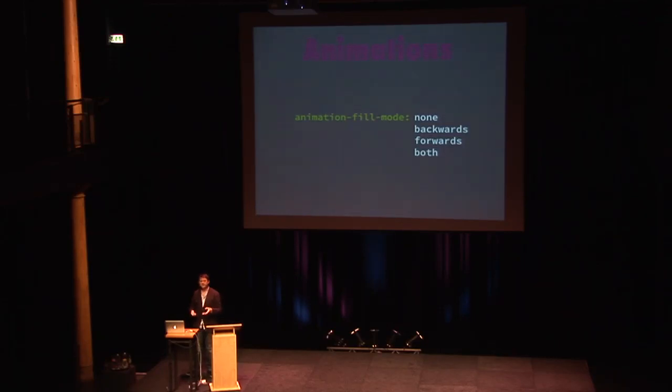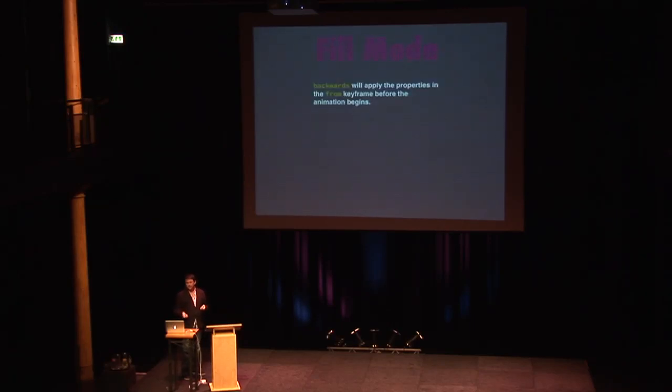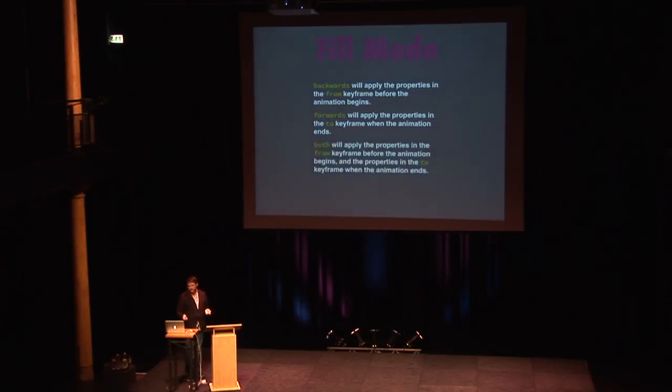Okay, animation fill mode is probably one of the hardest to explain. It's not actually that complicated, it's just hard to explain. It's got a few different values: none, which is, I think, the default, and then backwards, forwards, or both. Backwards will apply the properties in the from keyframe before the animation begins. I'm going to explain this visually, bear with me. Forwards will apply the properties in the to keyframe when the animation ends. And both will apply the properties in the from keyframe before the animation begins, and the properties in the to keyframe when the animation ends. Hold on for the visual.